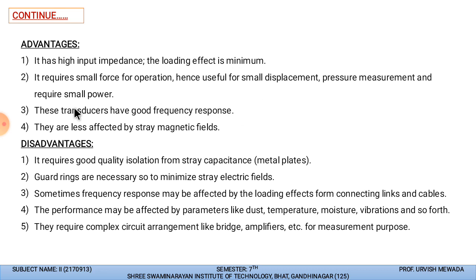Let us discuss the disadvantages of such a gauge. It requires good quality isolation from stray capacitance or metal plates. Whenever any metal plate surrounds such a gauge, the surrounding plates will also act as a capacitor. So we need to provide good isolation from the stray capacitance. Also, guard rings are necessary to minimize the stray electric field. So a guard ring protects from the stray electric field.